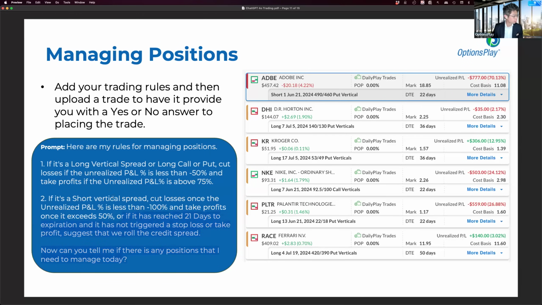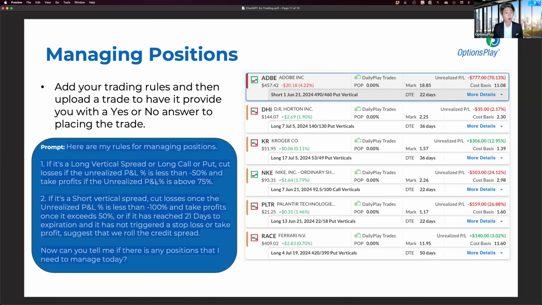So I've basically created a prompt here as well. This is a simple prompt that has long calls, long puts, debit spreads, and credit spreads, which account for a vast majority of the trades that we make here. But you might add more rules for different strategies. So for example, if you're selling covered calls, you might add a rule for covered calls to determine when it's time to take profits, when it's time to roll your covered call, things like that, so that you get a warning as you process your portfolio.